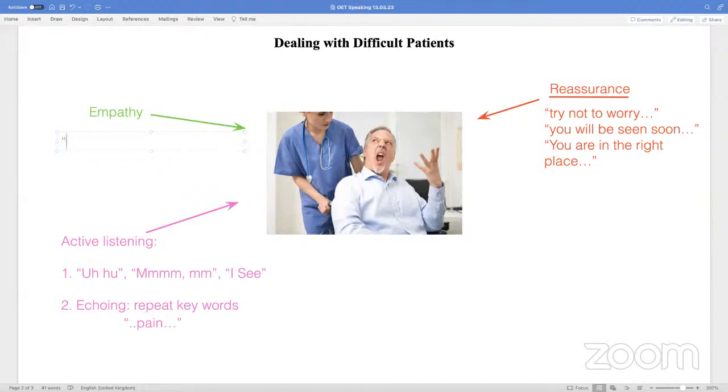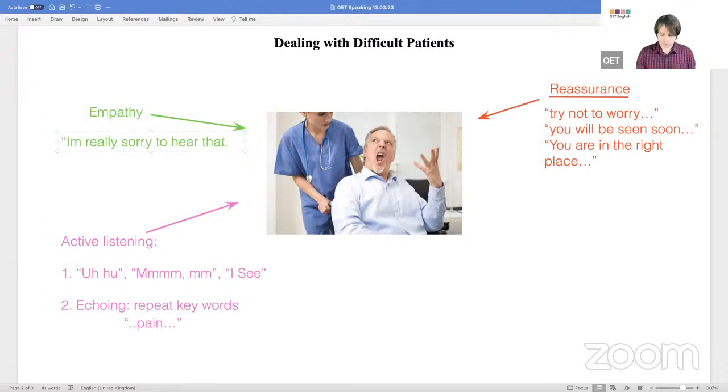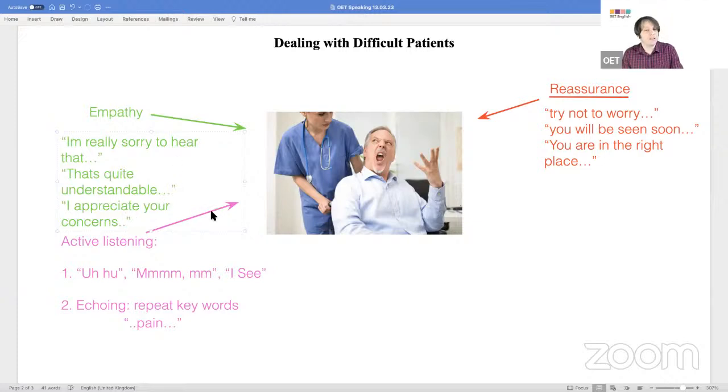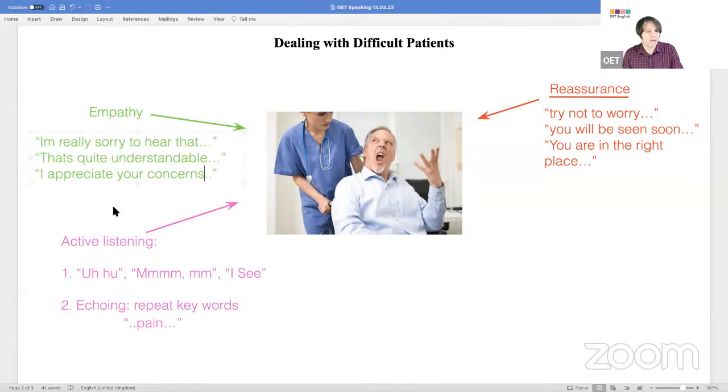Yes, we could say, I'm really sorry to hear that. Or I appreciate your worries, or I appreciate your concerns. Yeah, or things like that's quite understandable. I appreciate your patience. It must have been very painful. There are so many things, and we already studied this in the past, but just to get some examples, here are 3 very good examples. Okay, thank you very much there, Yasmin.